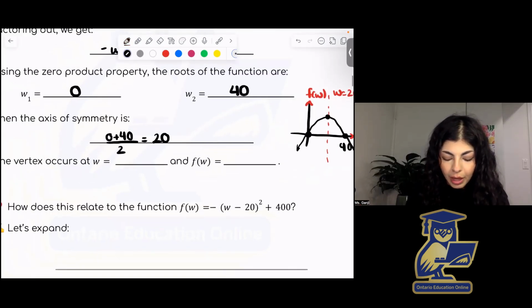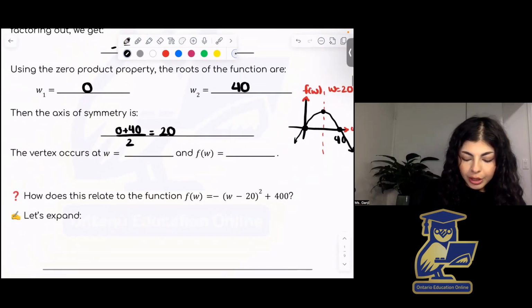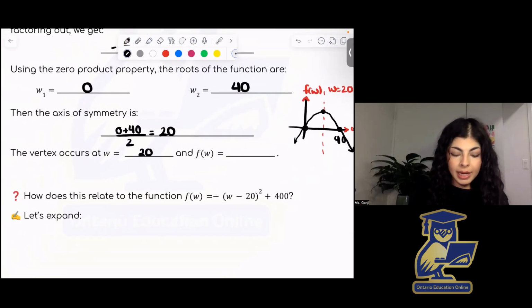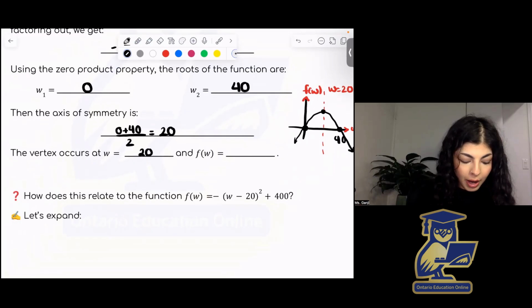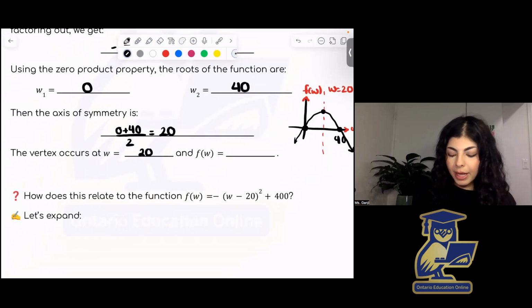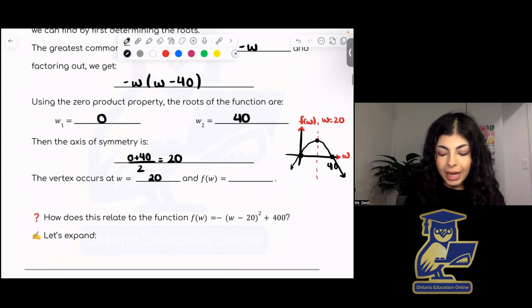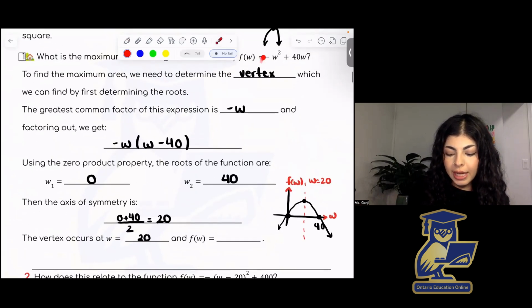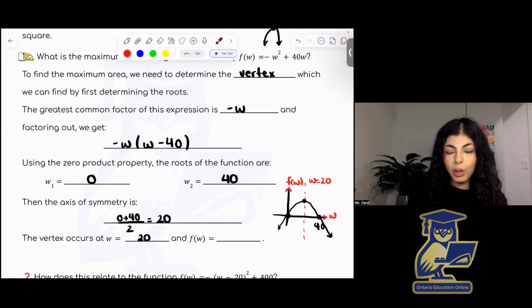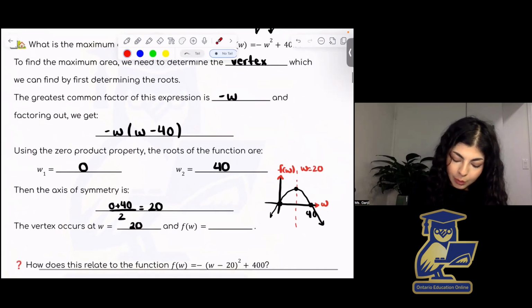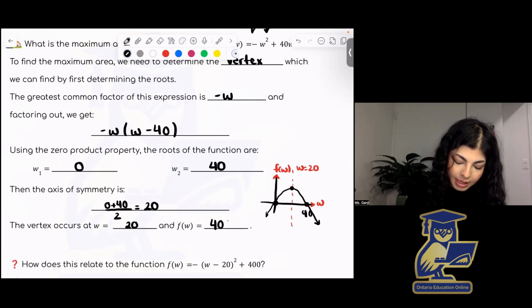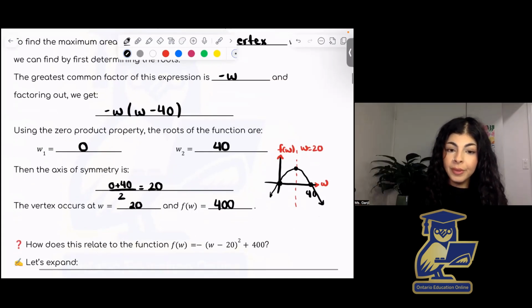Now the vertex we know occurs at w equals 20, and we're going to find the maximum area by just substituting into f of w. Again, use that original function in case you made any errors in your factored form. Using that original equation, we get that the area is equal to 400.